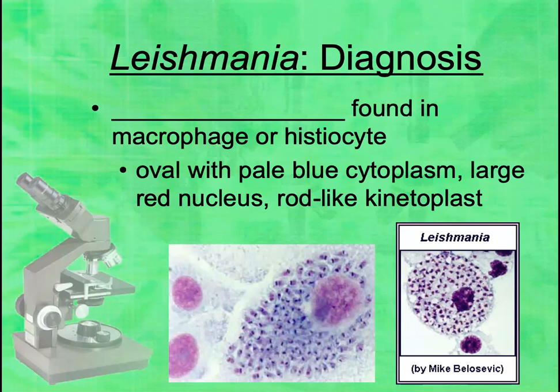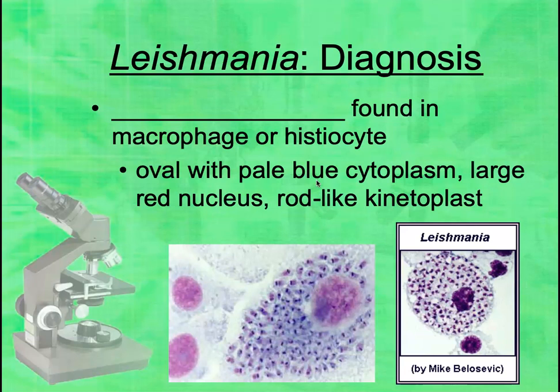Again, the diagnostic stage is the amastigote found in a macrophage or any histiocyte. So here you have a histiocyte, and it's chock full of the little parasites, and they are very small. That amastigote is about 3 to 5 micrometers in size. But if you were to zoom in, you would notice it's oval with pale blue cytoplasm, a large red or purple staining nucleus, and a rod-like kinetoplast, which is a DNA structure.